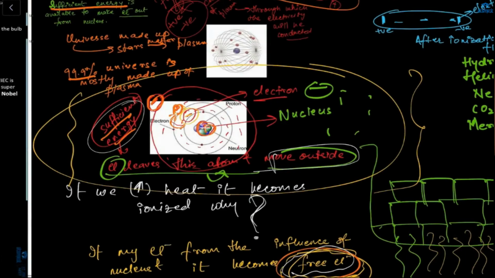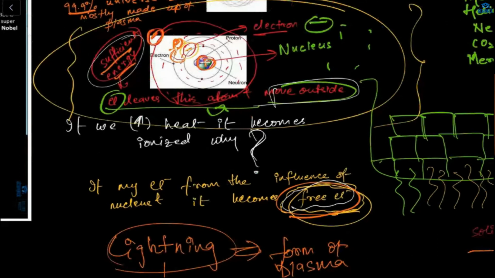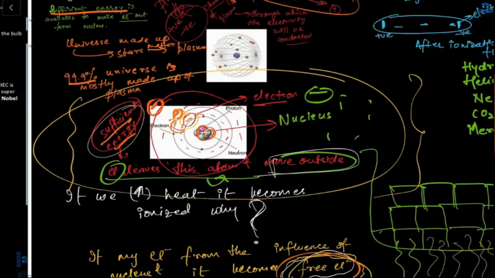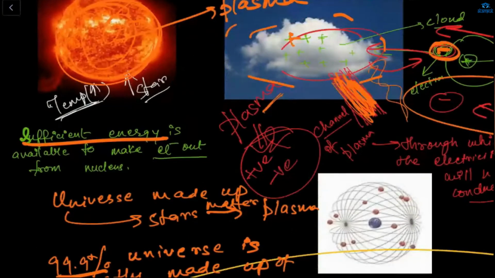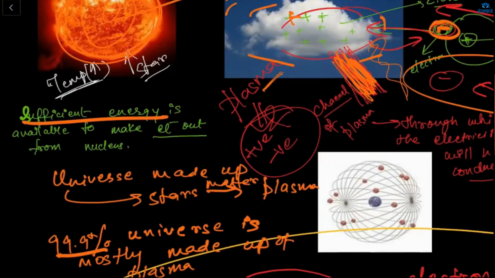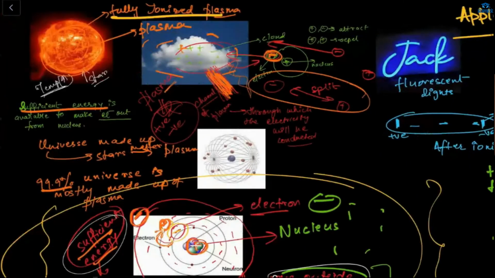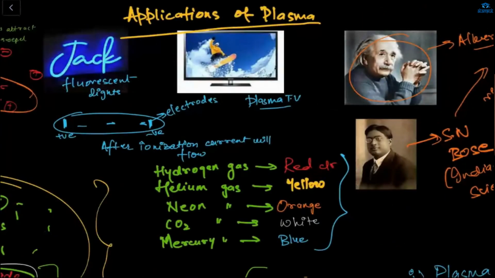And here the same thing is happening. If you give more energy to the electron, what happens? If you are heating, the electron will leave the atom and become a free electron, if we give a sufficient amount of energy. Like here, this is my star, and the star temperature is very high, so sufficient energy is available to take the electron out from the nucleus. This is also a part of ionization. The two things for ionization are a star and a cloud. This is the application of plasma.